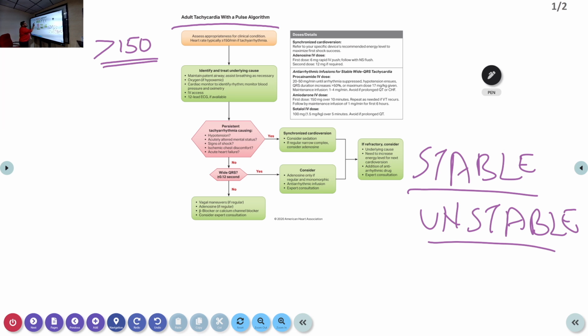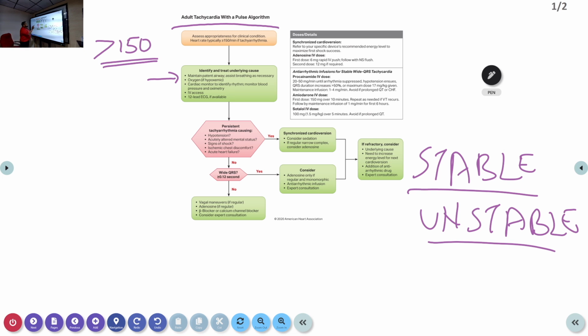You remember maintaining a patent airway. Hypoxia can cause tachycardia as well as bradycardia. So you have to make sure that the airway is patent, like we did for our bradycardia algorithm. The whole thing is the same. Maintain a patent airway. If the patient is not breathing well, you start with bag mask ventilation. Give oxygen if the patient is hypoxic, if the saturation is less than 92%.